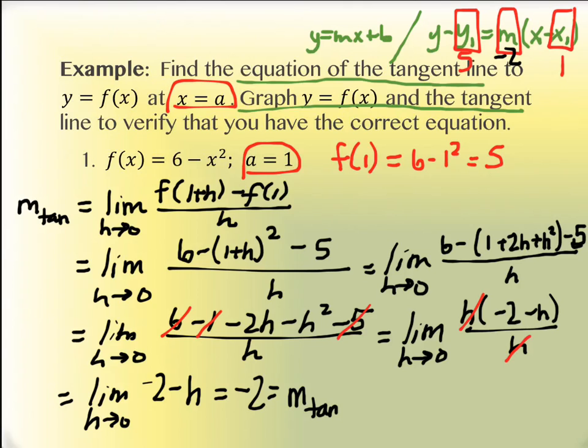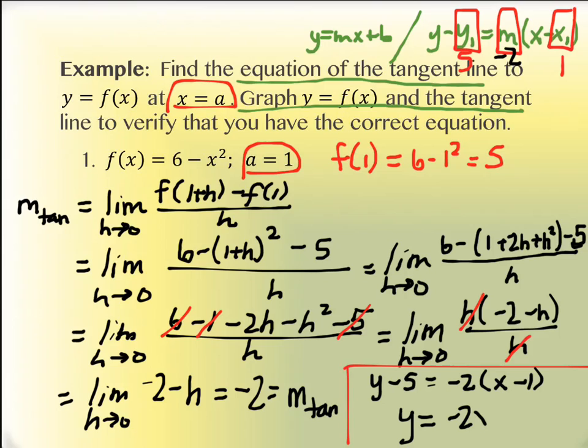So I'm able to actually write my tangent line now. It's going to be y minus 5 equals negative 2 times x minus 1. And if you simplify to say y equals, what do you get for y equals? What will that become with a little bit of simplification? Negative 2x plus 7. Right, negative 2x plus 7.